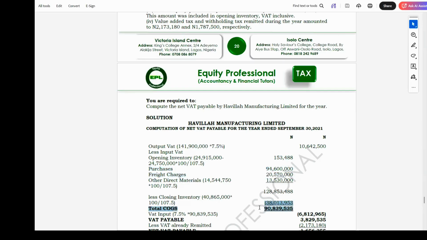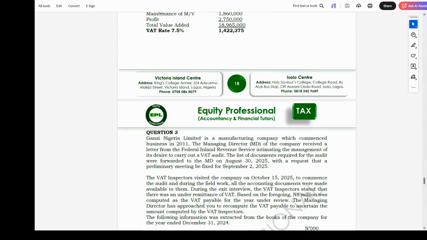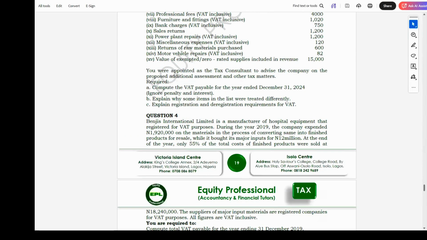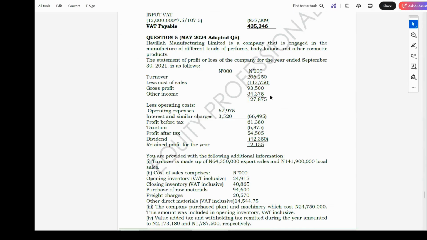This value is at VAT exclusive. So we are also given some other expenditure from the question. Let me go back to the question. We are given other income. Is it subject to VAT? We are not told of the nature of the other income, so we cannot charge VAT on it.